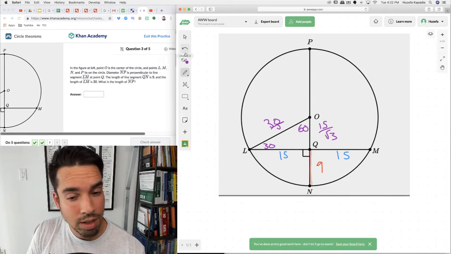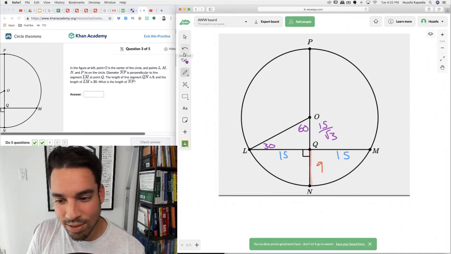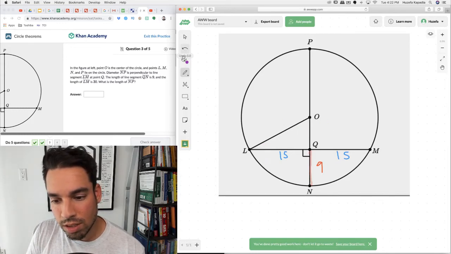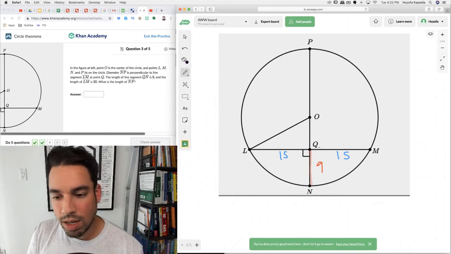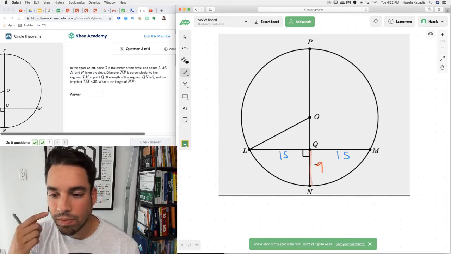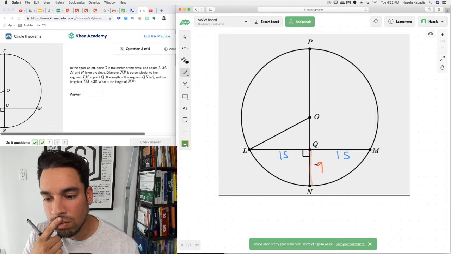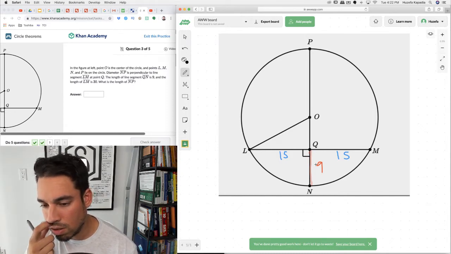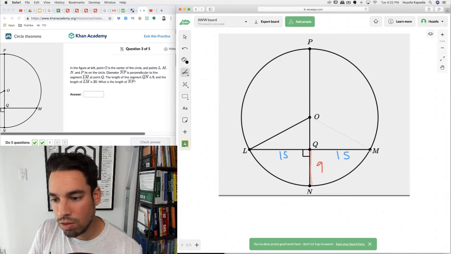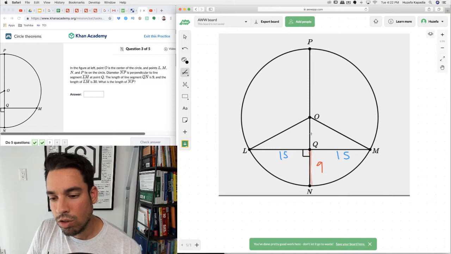I really want to figure this out. I don't think I'm going to be able to pass this until I do. Why am I not getting this? Okay, so we have this information. So let's take away that 30 and 60. So we got 15 and we got 9. I know those values. The length of LM is 30. If I drew this down, it'd be an isosceles triangle, right? So it's isosceles. This is 15. This is 15.